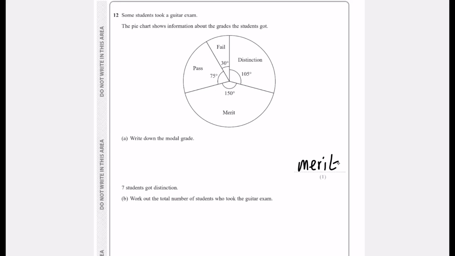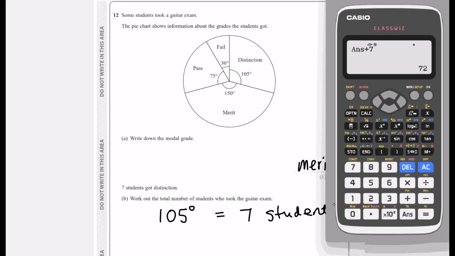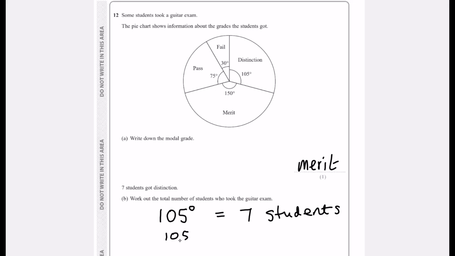7 students got a distinction. Work out the total number of students who took the guitar exam. So 105 degrees represents 7 students. So let's divide by 7. 105 degrees split between the 7 students is 15 degrees per student. So each 15 degrees on this pie chart is 1 student.